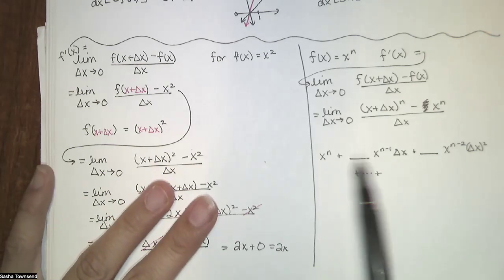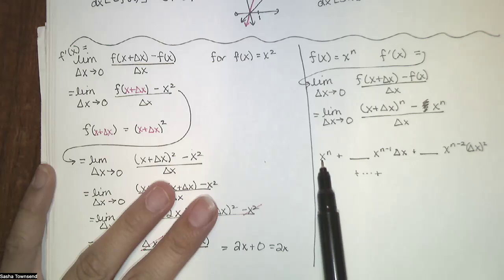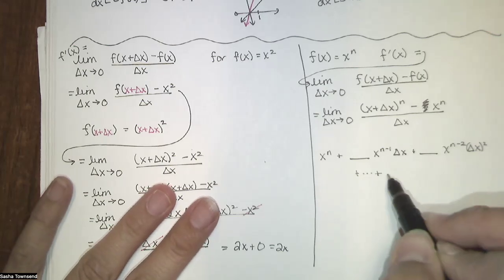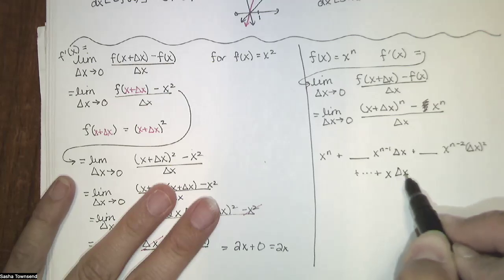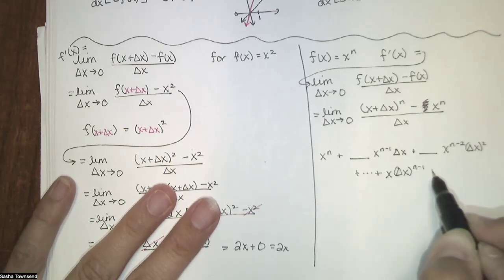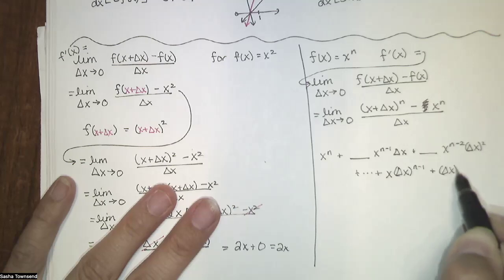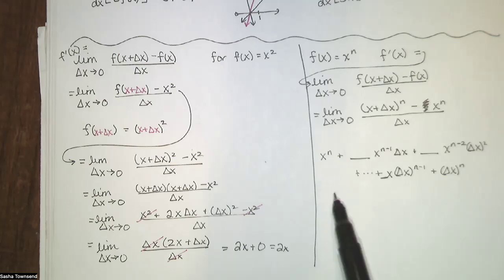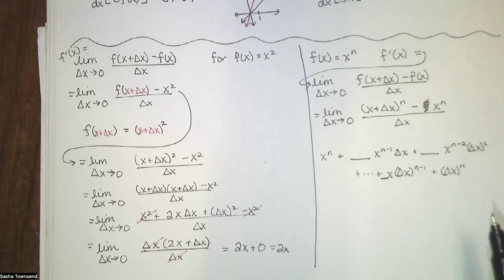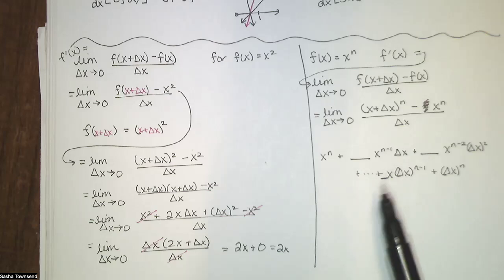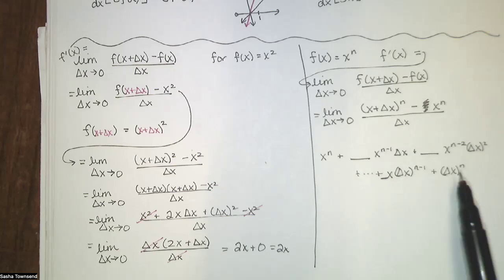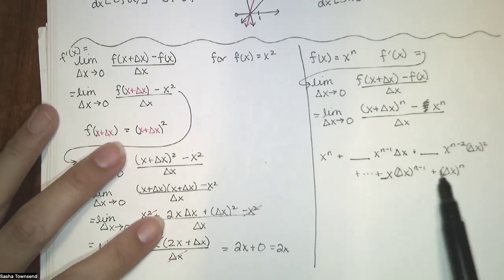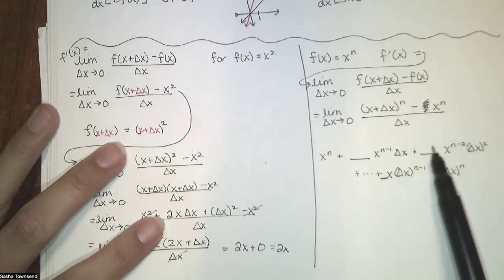The powers of x keep decreasing. So we have x to the n, x to the n minus 1, x to the n minus 2. Eventually, for our last two terms, we're going to have an x and a delta x raised to the n minus 1. And then finally, a delta x raised to the n. And there's a coefficient out front. Those coefficients can be found using Pascal's triangle if you have a particular value of n. But they're just numbers.